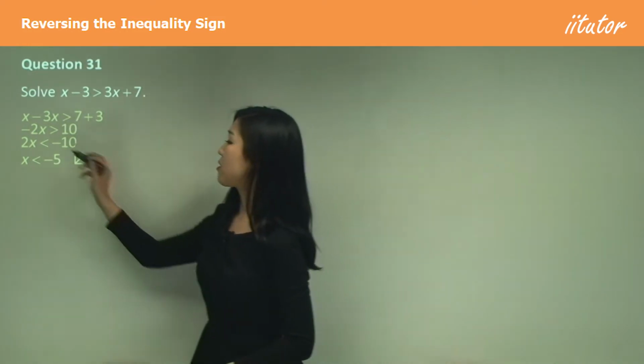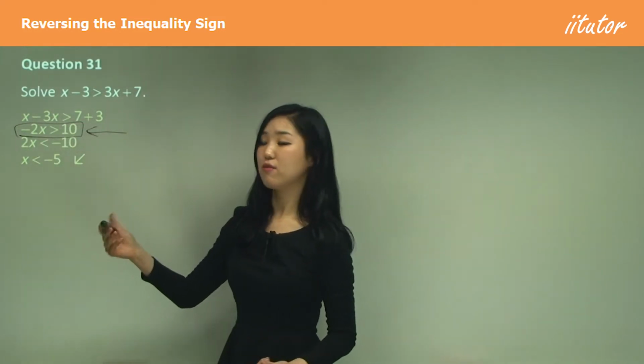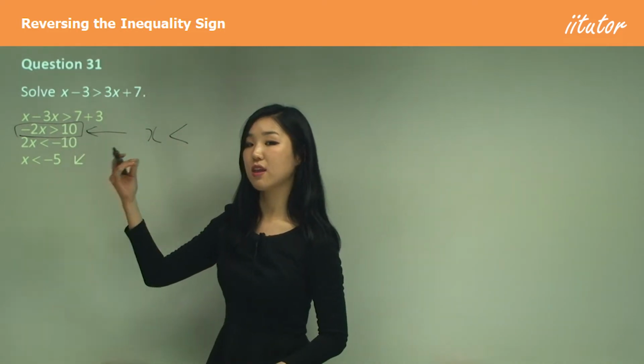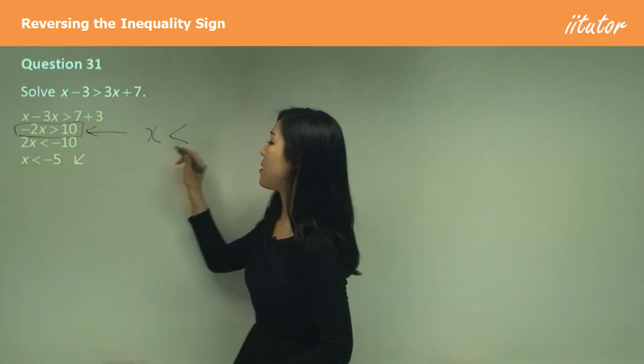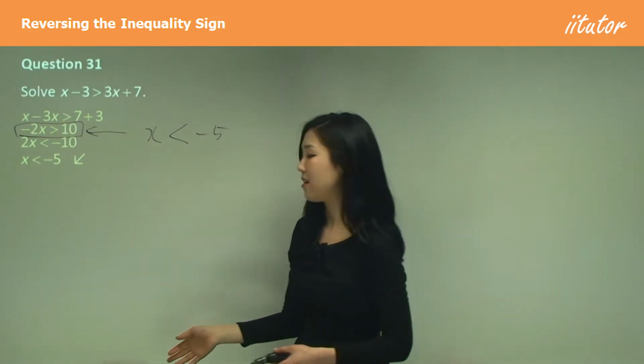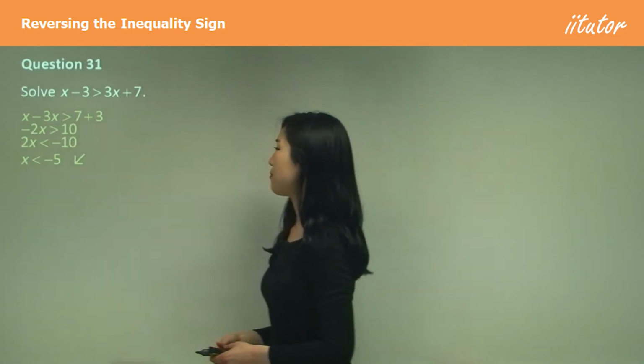Or guys, from here, if you can just divide it straight by negative 2. So x, you switch the sign because negative 2 is a negative number, and then 10 divided by negative 2 is negative 5. You can go straight to that step if you can. Alright, otherwise stick to what I do if you like to go step by step.